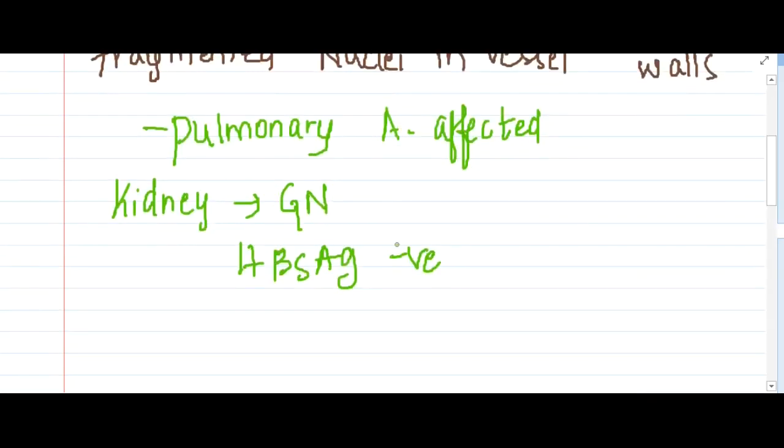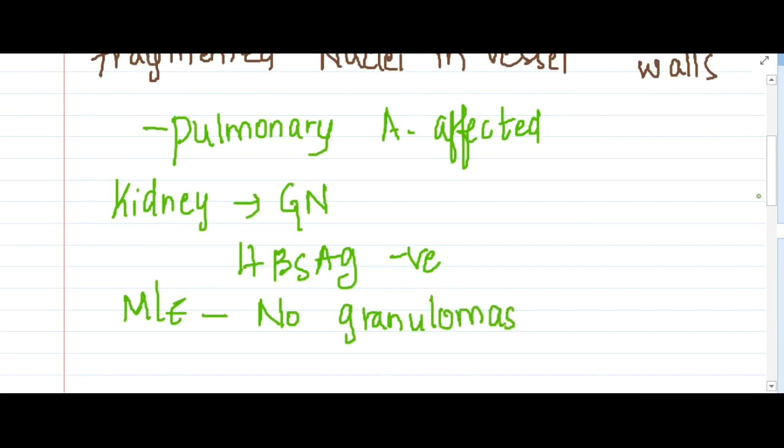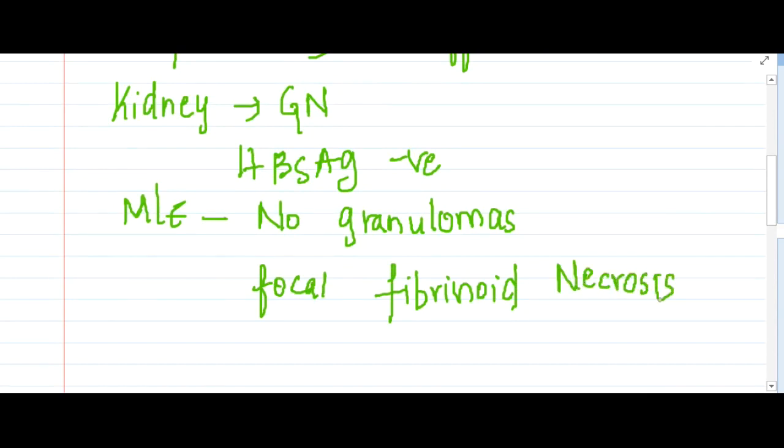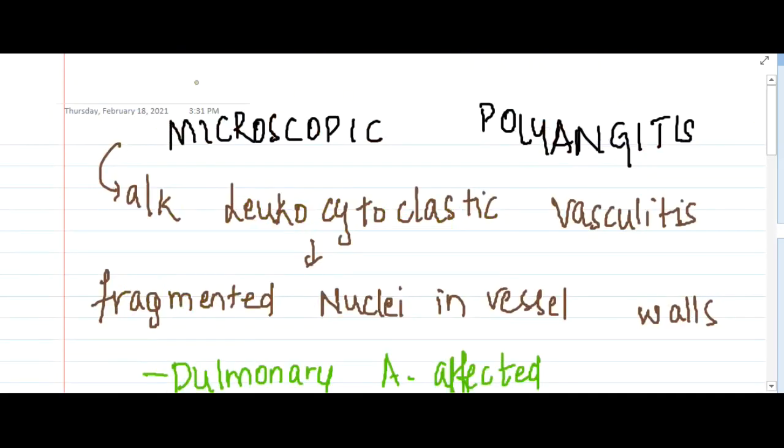On microscopic examination of microscopic polyangiitis, granulomas are not seen at all. There are no granulomas. Only focal fibrinoid necrosis is seen, but you will not see any granuloma. So this is about microscopic polyangiitis.